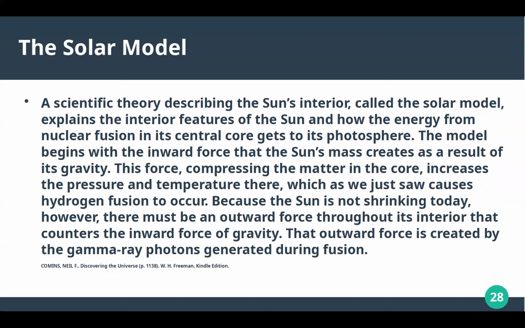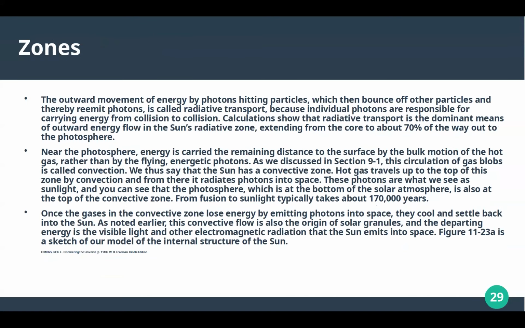Because the sun is not shrinking today, however, there must be an outward force through its interior that counters the inward force of gravity. That outward force is caused by the gamma ray photons generated during fusion. The outward movement of energy by photons hitting particles, which then bounce off other particles and thereby re-emit photons, is called radiative transport. Because individual photons are responsible for carrying energy from collision to collision, calculations show that radiation transport is the dominant means of outward energy flow in the sun's radiative zone, extending from the core to about 70% of the way out to the photosphere.